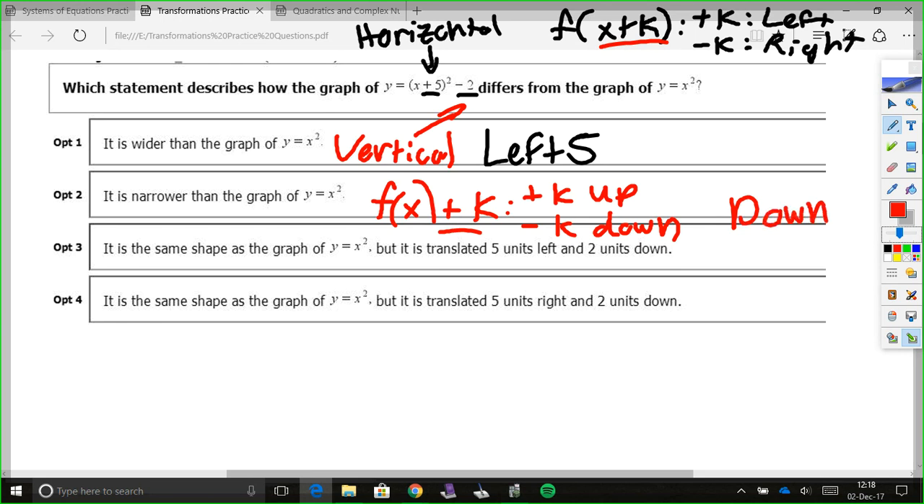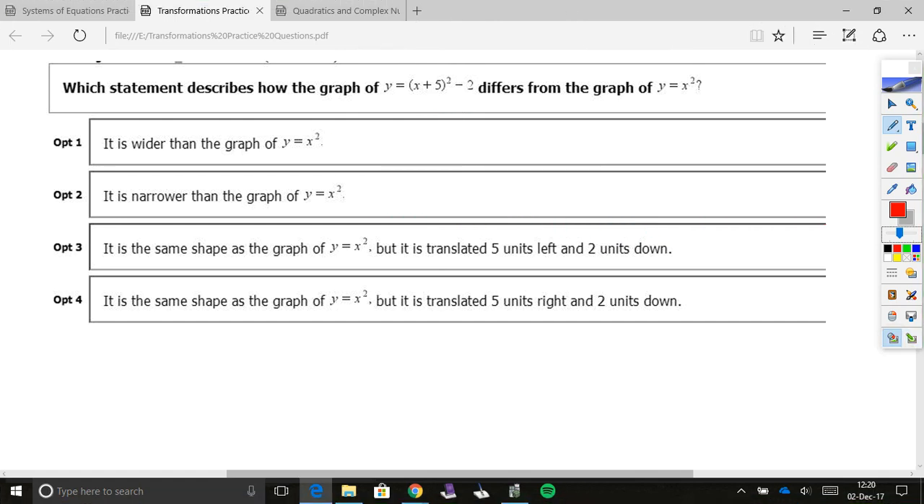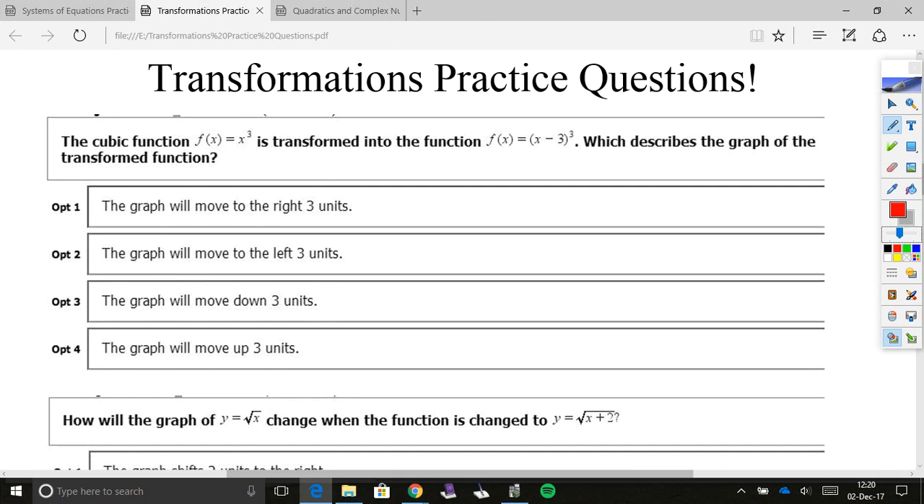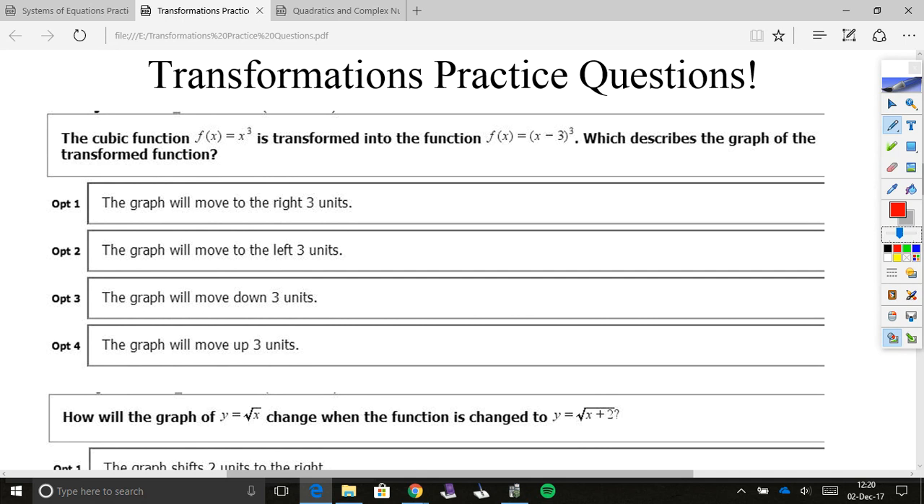So here we go. We got these 2 things. It's moving left 5 and then down 2. So which answer says that? Option 3, it looks like. 5 units to the left and 2 units down. Yep. That's how you tell. Okay, that's how this whole video is going to be based off of those 4 different types of shifts. The vertical one moves up or down. The horizontal one moves left to right. The stretching of it, or the flipping of it.